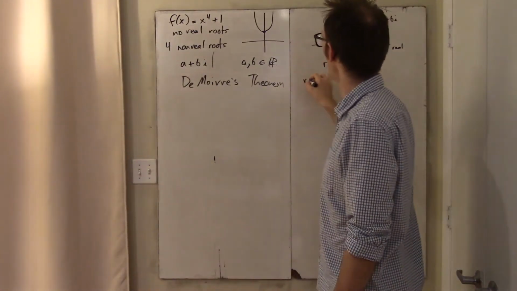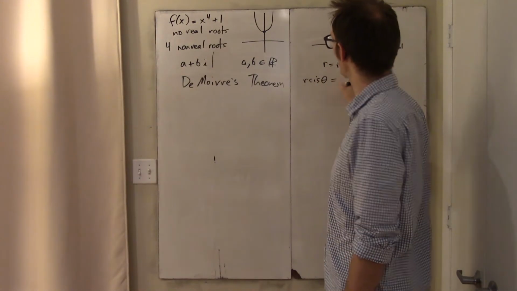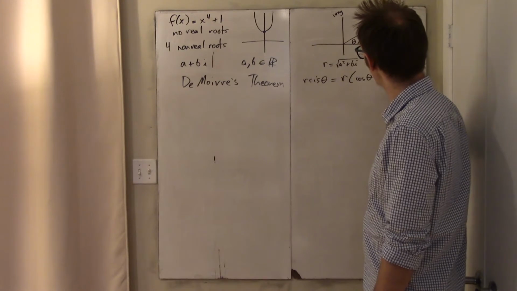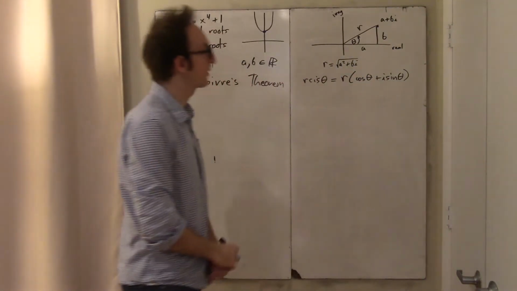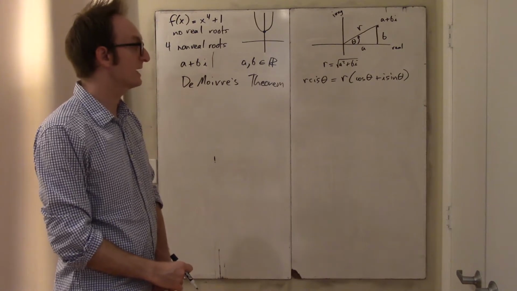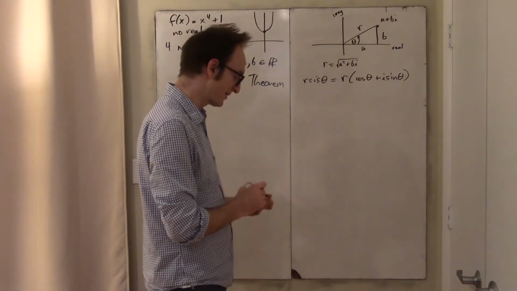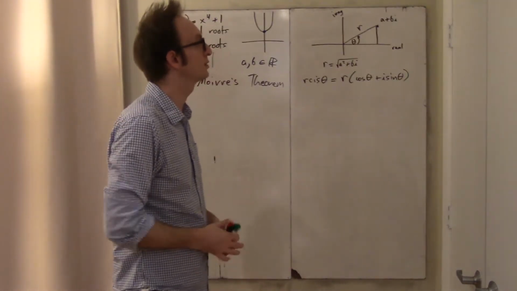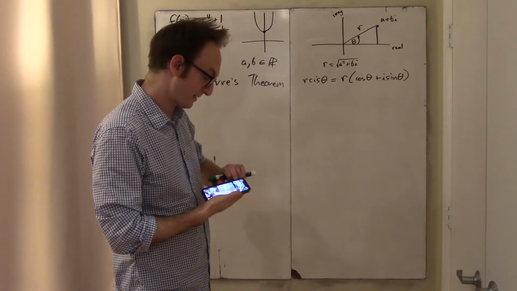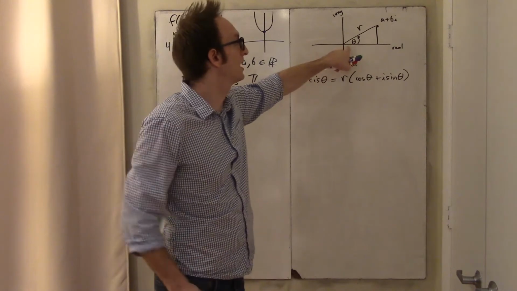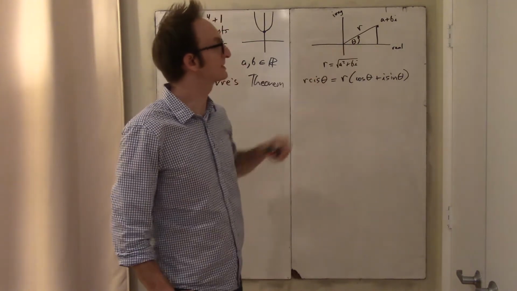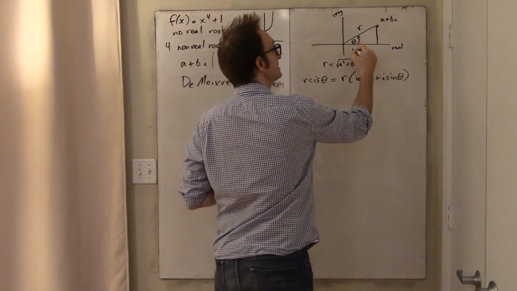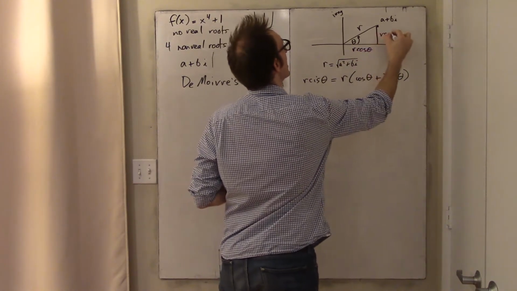You can write r cis theta as just an abbreviation for r times cosine theta plus i sine theta. And what we really want to do is think of every complex number as being fundamentally decomposable into the distance from the origin on the complex plane and the angle. So if this is r and this is theta, then this is just r cosine theta, and this is r sine theta.